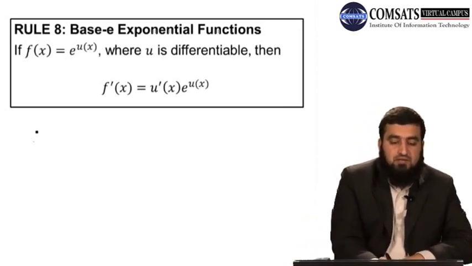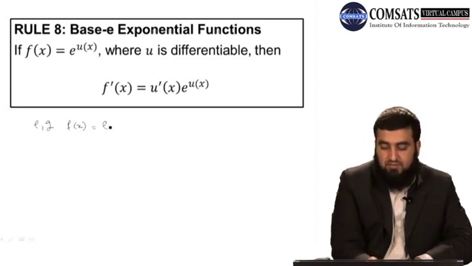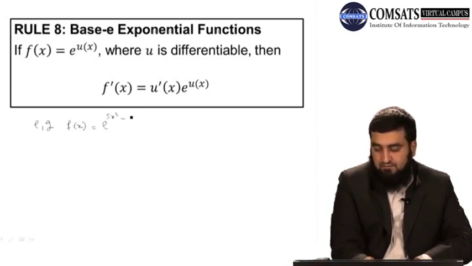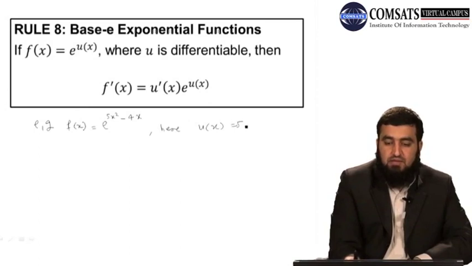तो हमारे पास अगर फॉर एग्जांपल फंक्शन हो f of x which is e to the power 5x square minus 4x हो, so how we will find the f prime of x? So here we have u of x to be 5x square minus 4x.